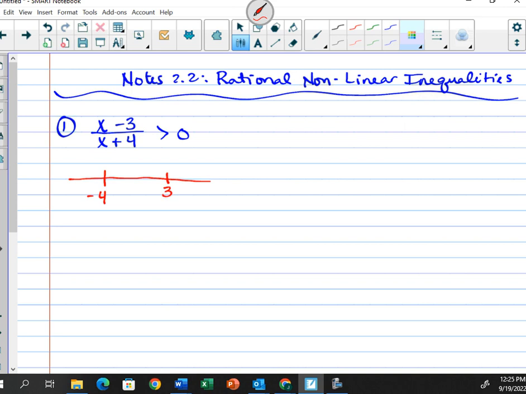We're going to test our regions just like we did before. What do we like to use to test? 0. Where does 0 live on this number line? Okay. 0 in the numerator, so 0 minus 3. You guys see how that would give me a negative? Okay, and 0 plus 4 is positive. So overall, what is that section? Do you guys see any multiplicity here? So what is our number line going to do?